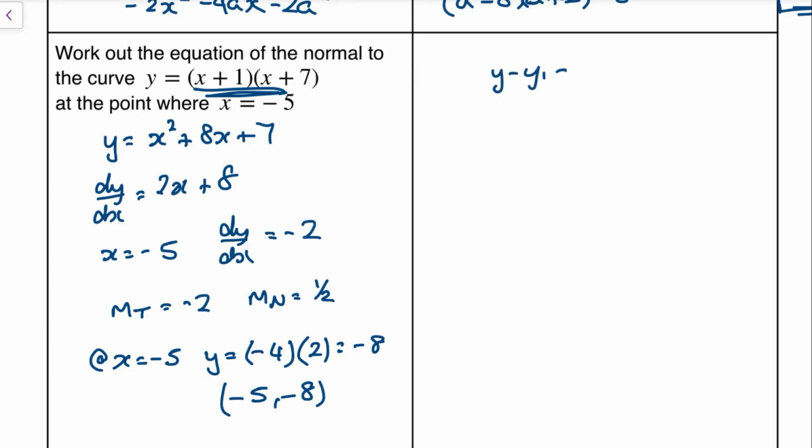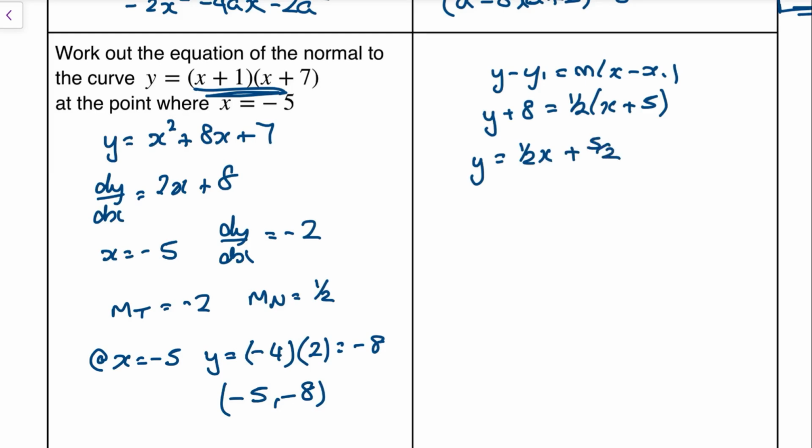So I'm going to use y minus y1 equals m times x minus x1 because I think it's always easier. And so that tells me the equation of my normal is y minus minus 8, which is y plus 8, is equal to a half times x minus minus 5, which is x plus 5. Now at this stage, that's a completely acceptable answer. It depends what the question wants you to do. But let's do y equals mx plus c, because I imagine most of you will have done that. So that's going to be half x plus 5 over 2 minus 8, which I'm going to say 16 over 2, and write it like this. And bringing it all together, that gives me y equals a half x minus 11 over 2.